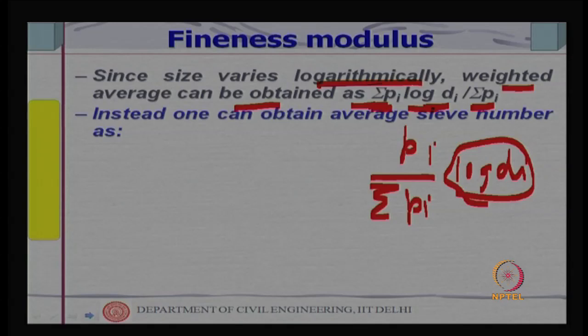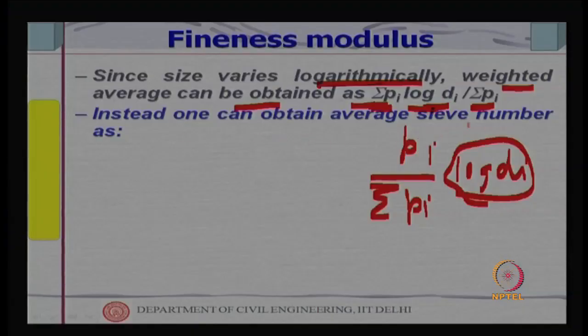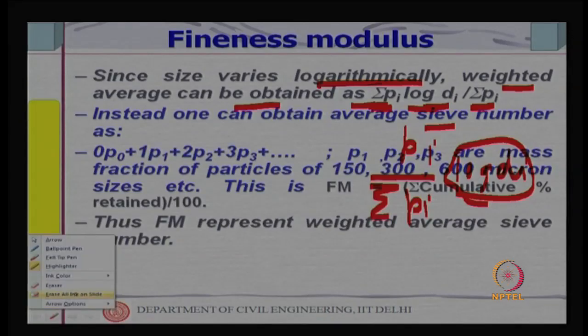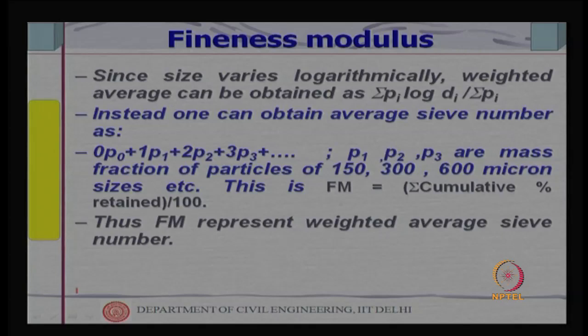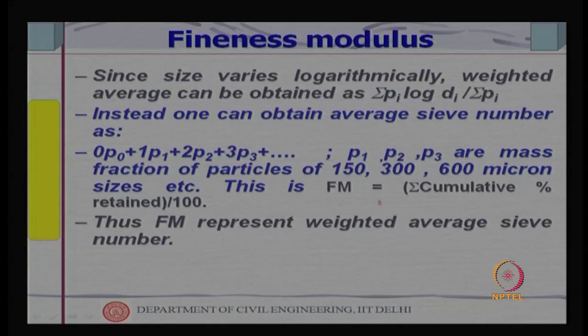So, if I want to calculate the average, I should use a weighted average; one could possibly have averaged it in the form of a geometric mean. In fact, that is what we are trying to do. So, a weighted average or geometric mean you can look into. And we get the average sieve number. This fineness modulus concept I will explain in the next class, because this would take a little bit of time. We define fineness modulus as the weighted average sieve number.